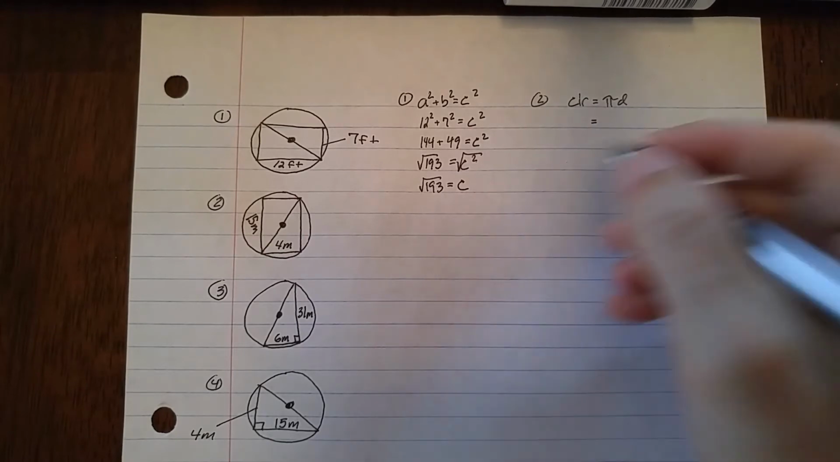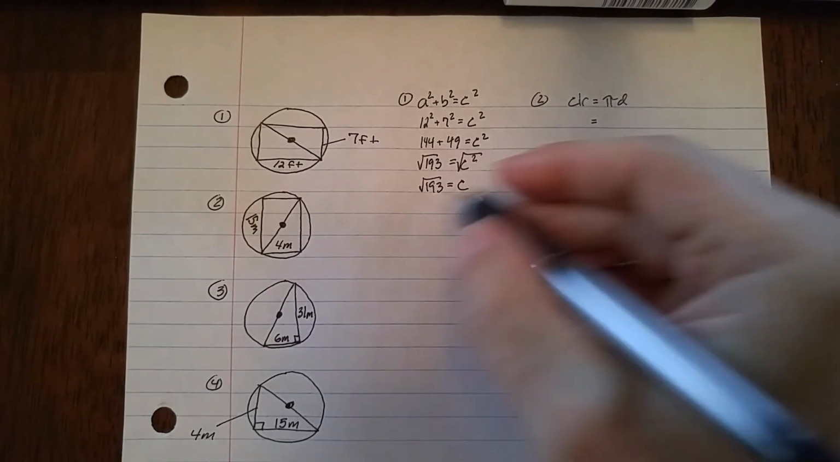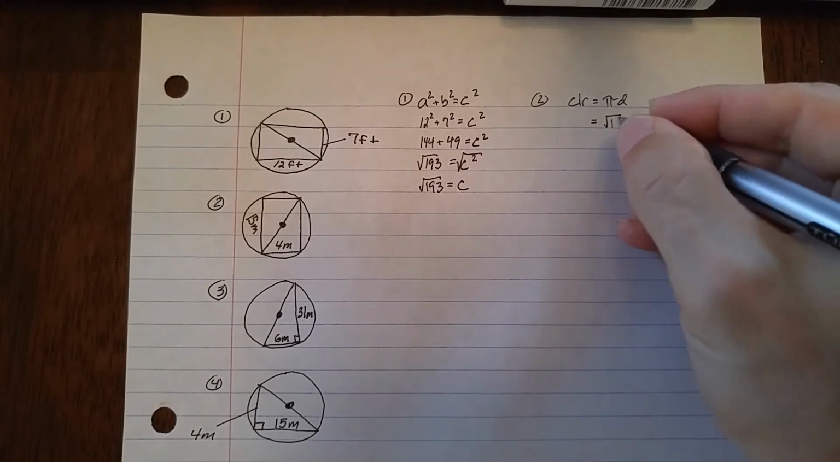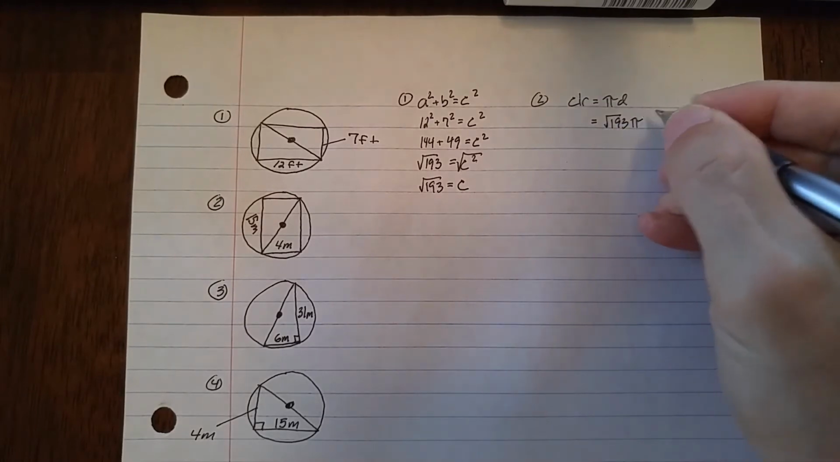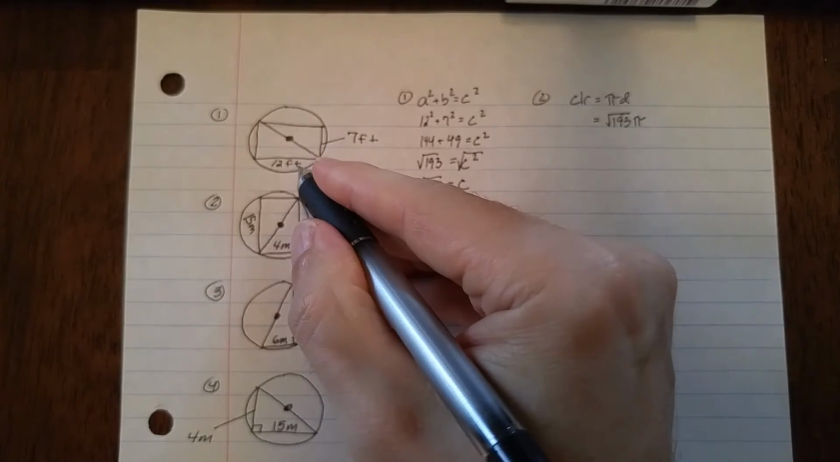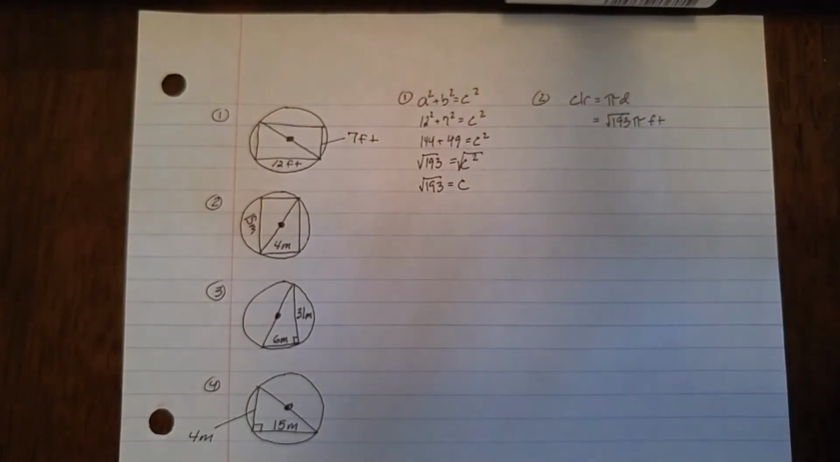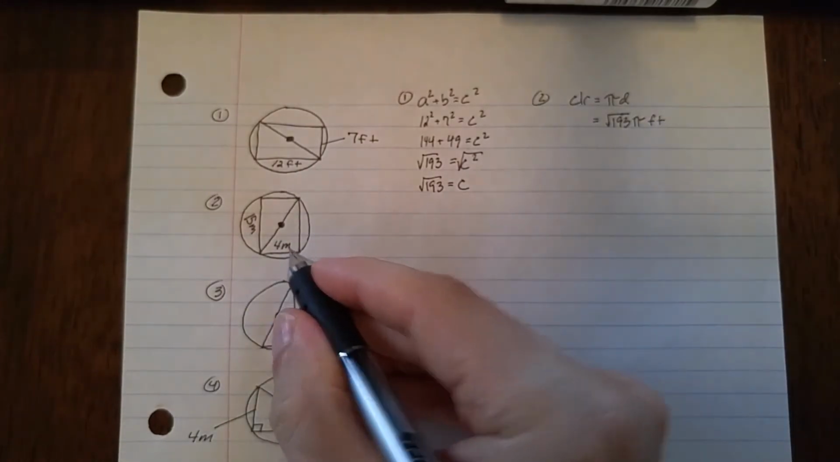So in this case, our diameter is root 193. The pi is pi. And our units were feet. And that's it, done. Nothing else to it. Here's this one, pause it if you need to.